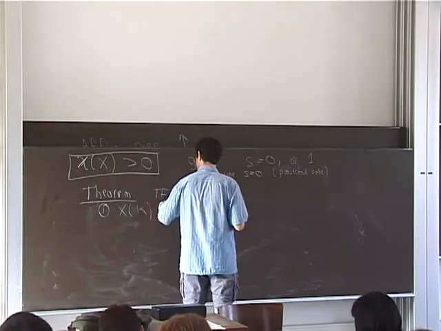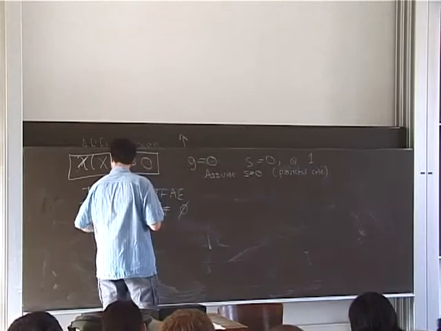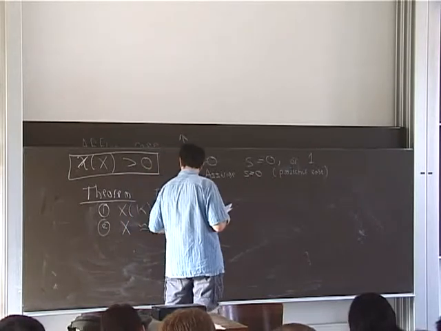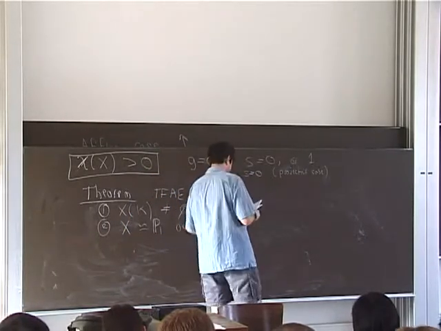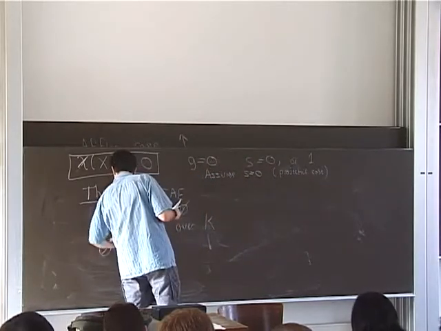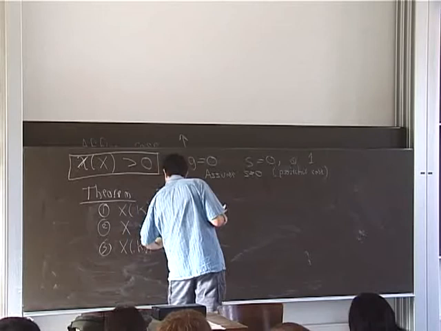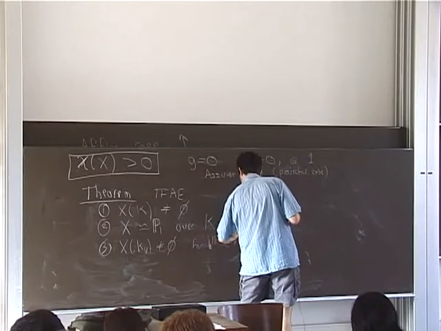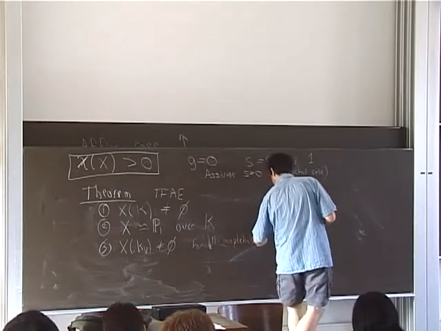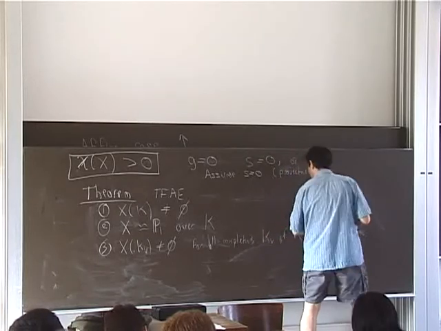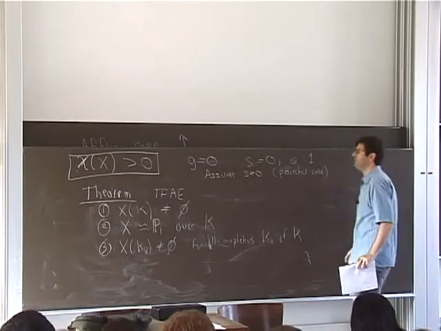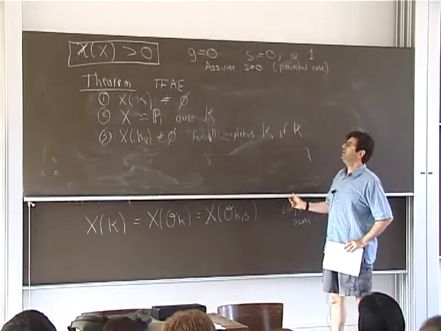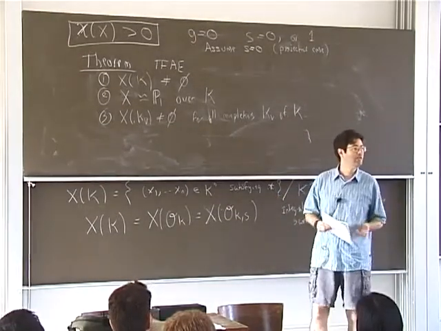The first condition is that X of k is non-empty. The second condition is that X is isomorphic to the projective line over k as a curve over k. And the third condition is that X of k_v is non-empty for all completions k_v of k, both Archimedean and non-Archimedean. This is a theorem that you might have already heard last week, in some of the lectures on rational or close to rational varieties.